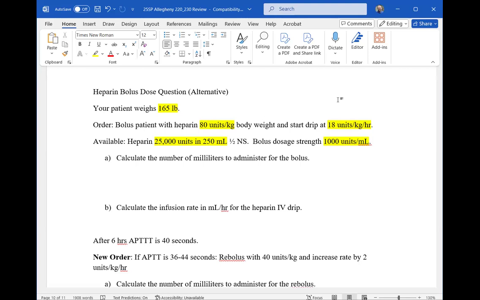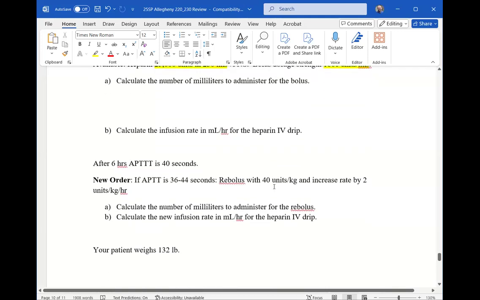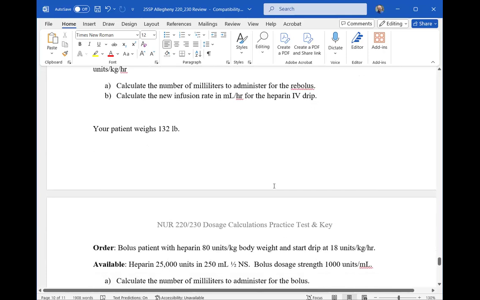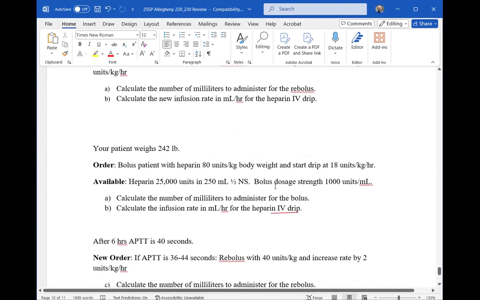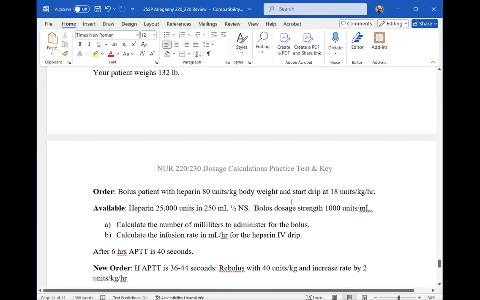This is another student at Boyce that did 220, 230. She had found some shortened, condensed heparin protocol questions, and so I just kind of borrowed some of those. So you can practice a few of these and kind of see how they go. I'll do a couple with you before I do, and you can see I just wrote up a bunch of different things.